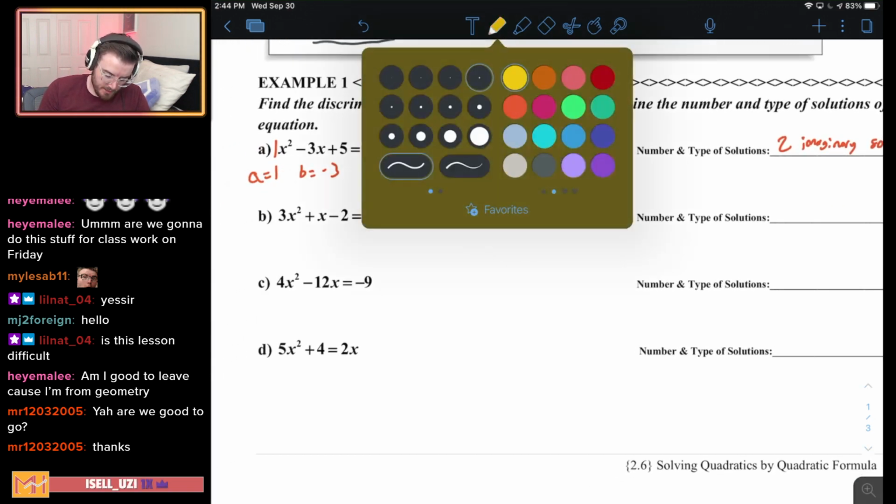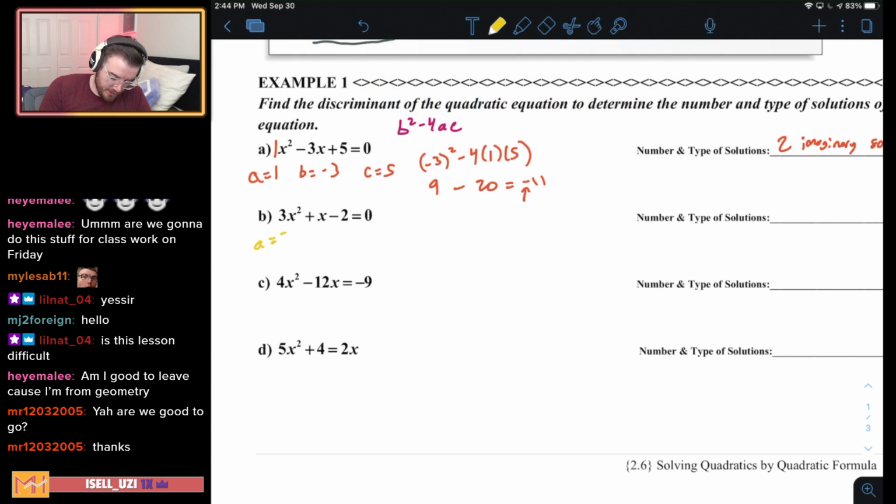Let's look at this one. a is 3, b is 1. There's a 1 there that we can't see. c is negative 2. So again, we're only focusing on the discriminant part, because we don't know what the final answer is, but at least we know what type of solution we have on our hands, which is nice information to know.